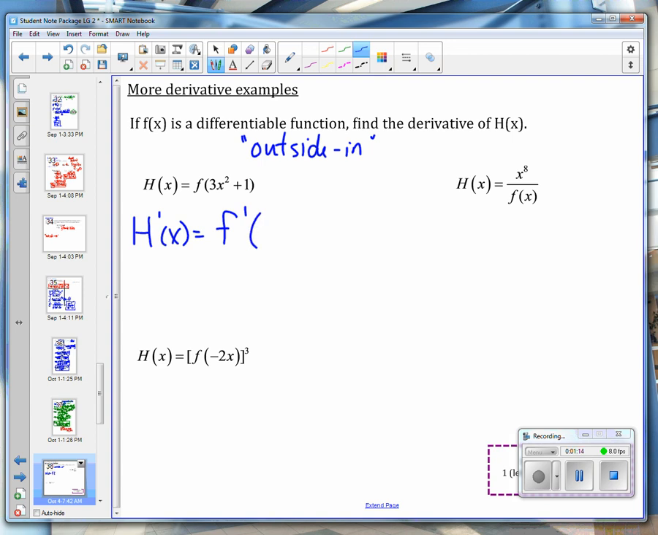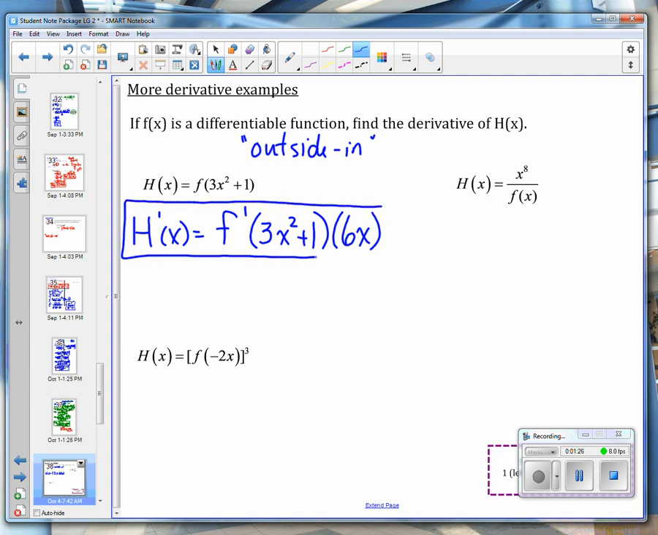And then remember, with the chain rule, we leave that inside function exactly how it is. Then we multiply by the derivative of the inside, which in this case is 6x. And that's it. So you don't need to worry about what f is and how to find the derivative. It just is what it is. All right, the next one.